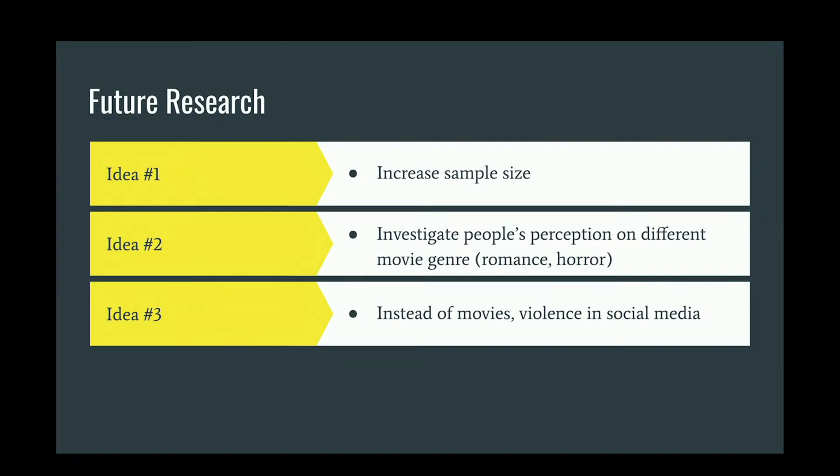For future research, like I said before, I would increase my sample size to a larger sample. And then my second idea would be to investigate people's perception on different movie genres like horror or romance. So, for example, women's enjoyment of romance movies during the month of February or things like that. And then my final idea was, instead of researching movies, research social media and the violence that is seen in social media. So, for example, the Twitter videos, the Instagram sensitive content, and things like that.